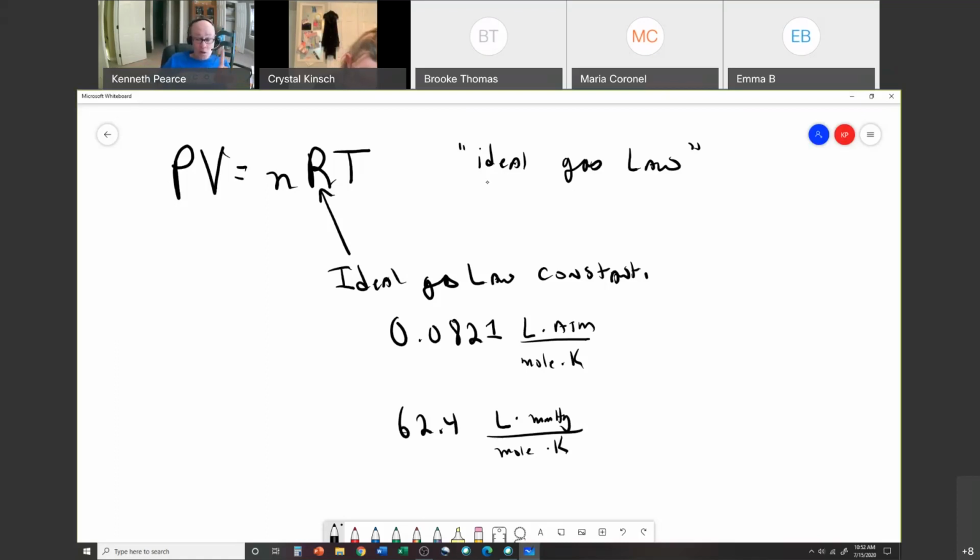I want to make that clear. This is just 2 of many R's. There's actually another one, 8.314, and what is that? Joules per mole Kelvin. That'll come later. There's actually a third one. This is kind of an aside, just to show you that there are many, many R's.